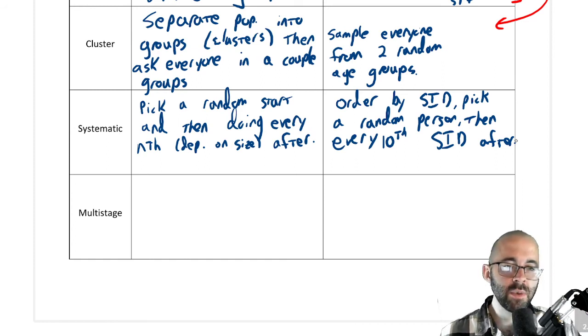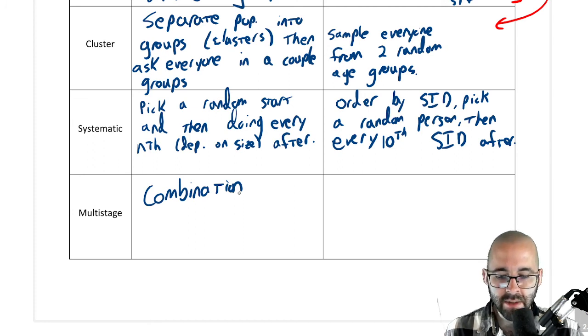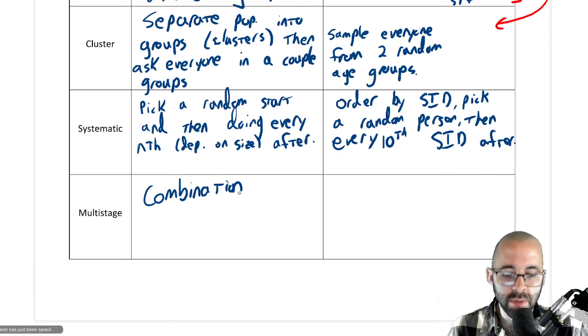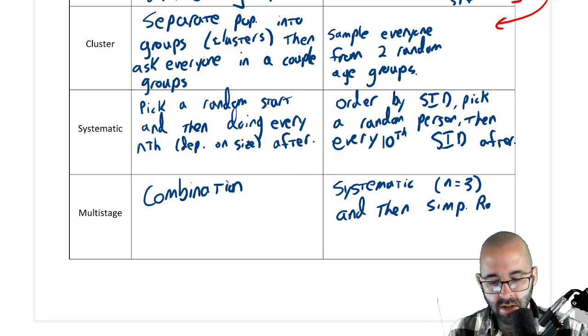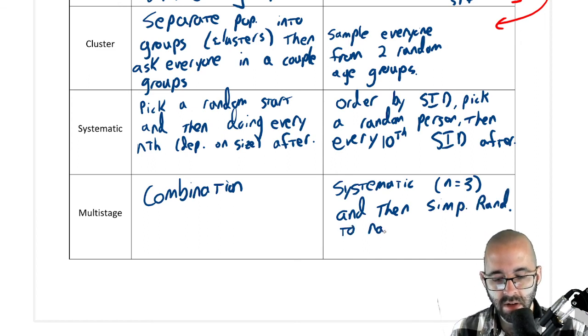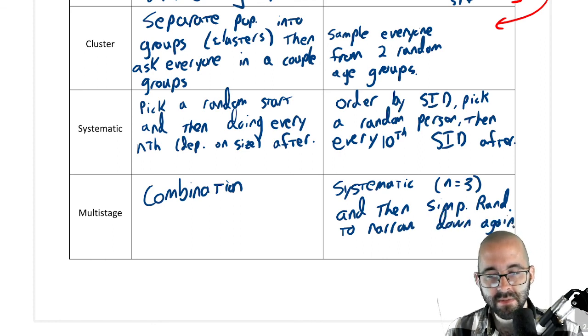And the last one is multi-stage, which is exactly what it sounds like. A combination. So maybe we systematically choose a group and then do a simple random sampling within that group. Maybe we'll do systematic every 3rd person, and then simple random to narrow it down further. All right, and that's basically sampling methods.